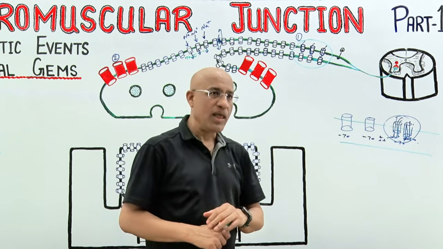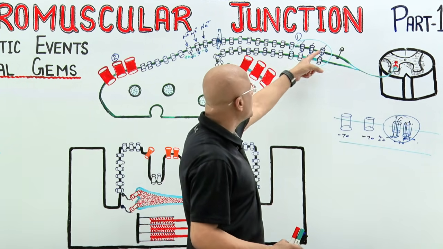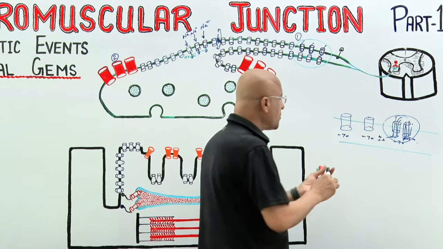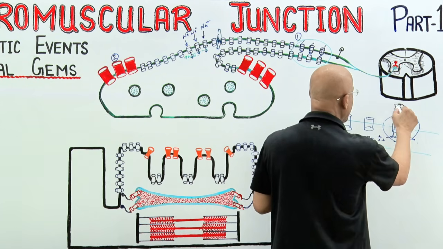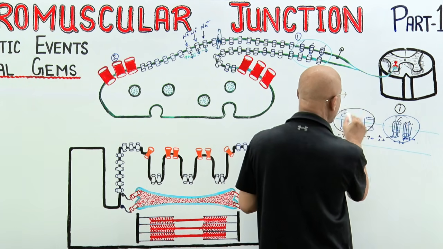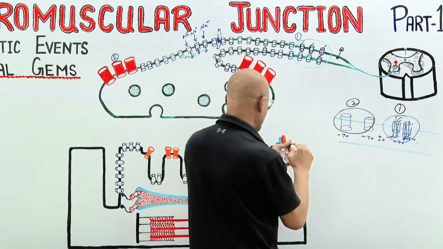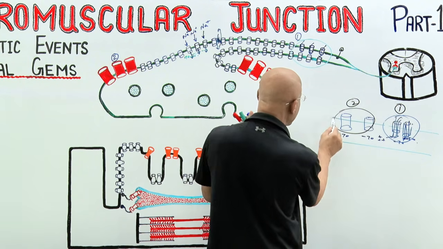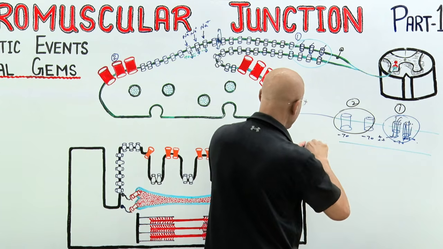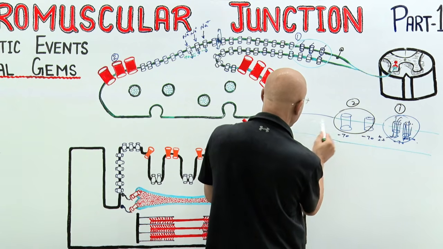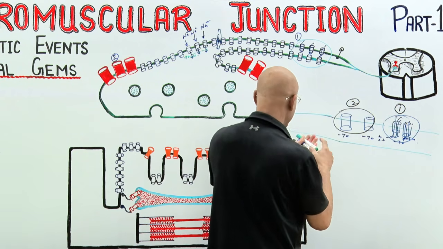But there is one thing. As the wave of depolarization is advancing, for example, first there was depolarization in area number 1, then area number 2, and let's suppose eventually this led to area number 3.